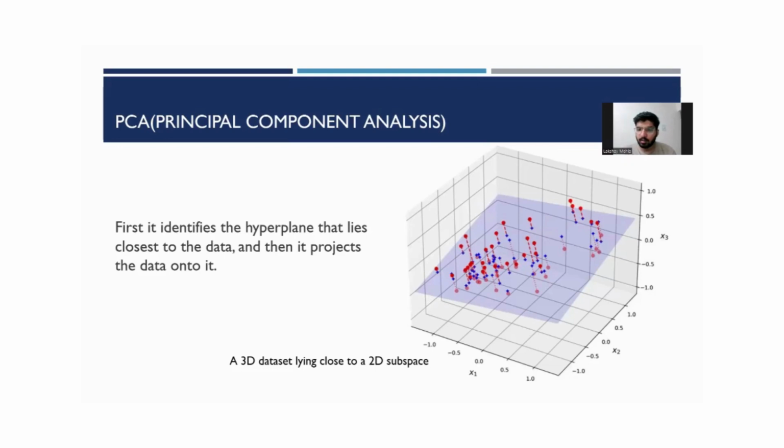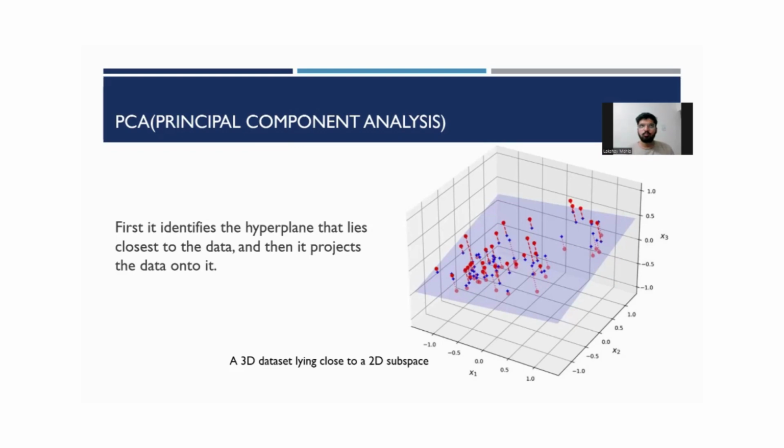For example, we have here an image. We have a 3D data set with red and blue points. The red points are in 3D, and we have this hyperplane, this blue one, and we projected all the red points onto it, and they will become blue points. So the 3D data set is projected on the 2D subspace. In this way, we reduce the dimensions of our data, right? So that is what PCA does.